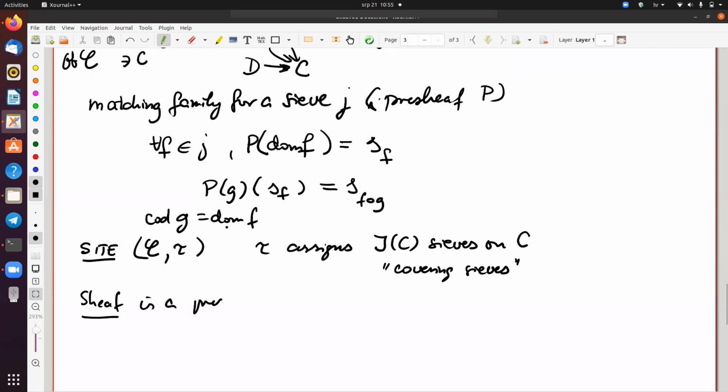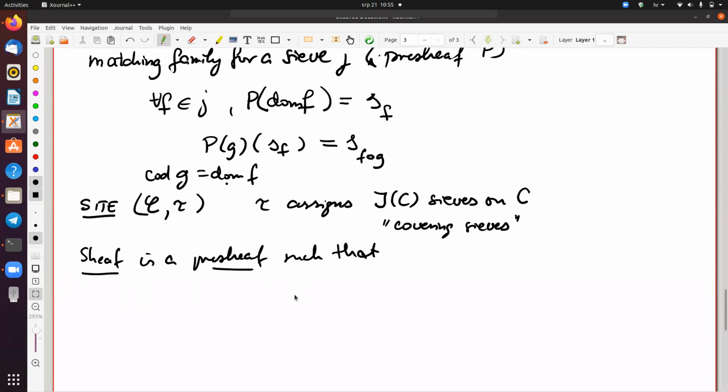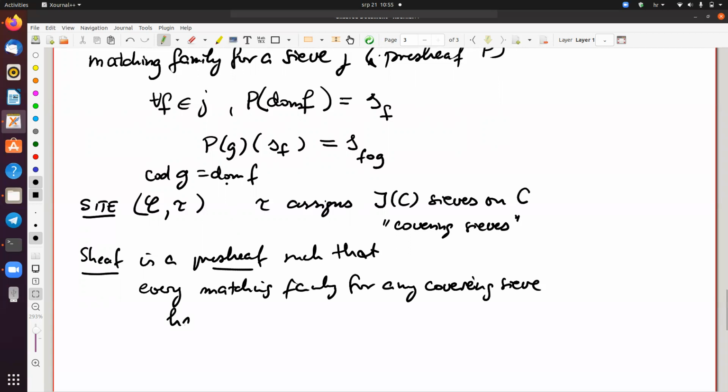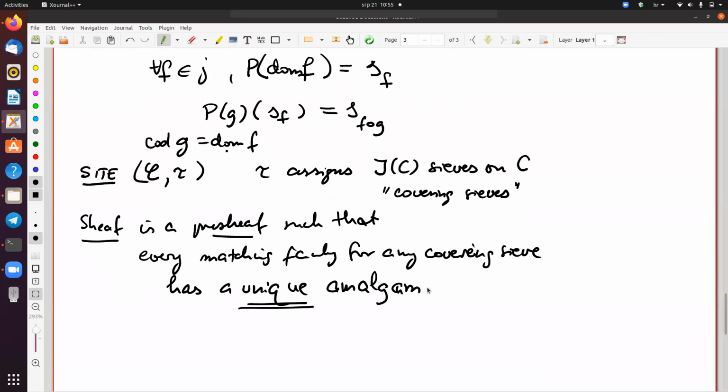And then a sheaf is a pre-sheaf such that every matching family for any covering sieve has a unique amalgamation. I didn't use this word yesterday: amalgamation.